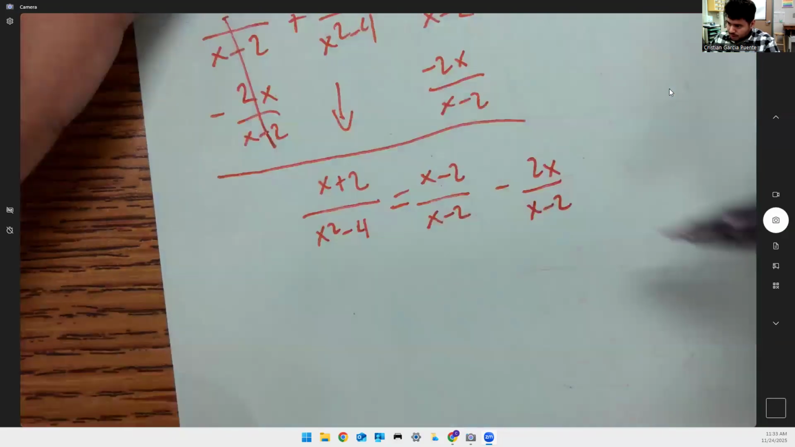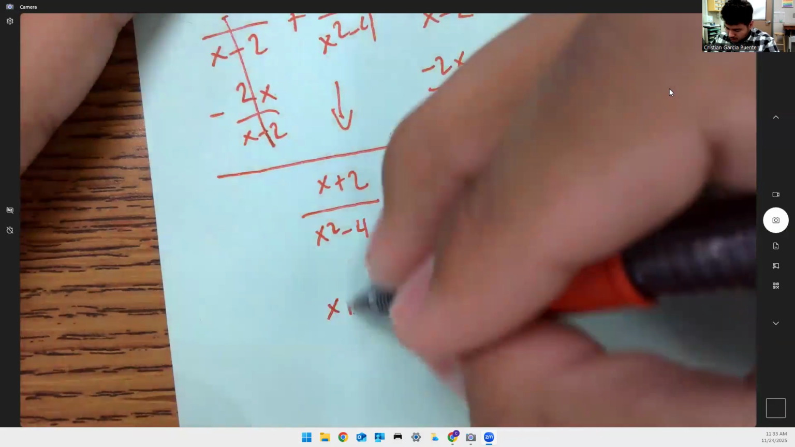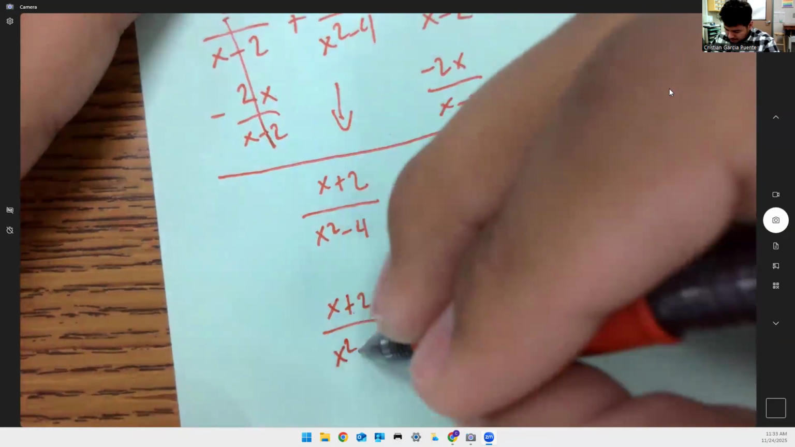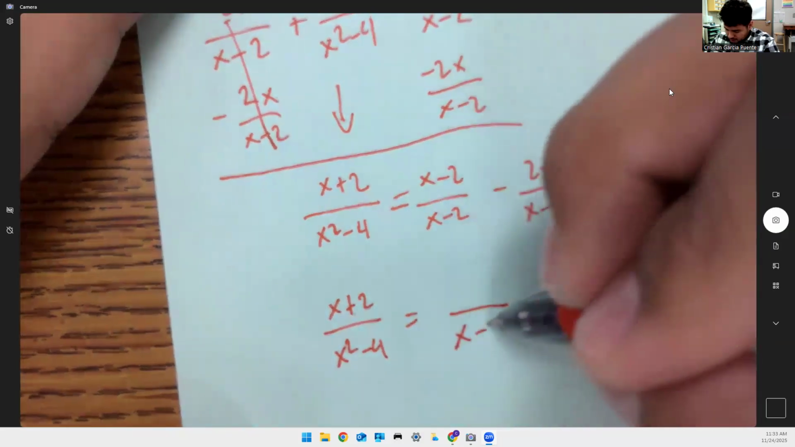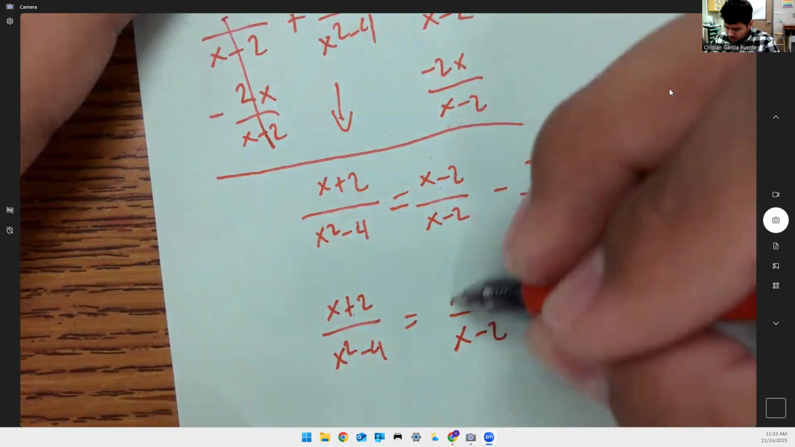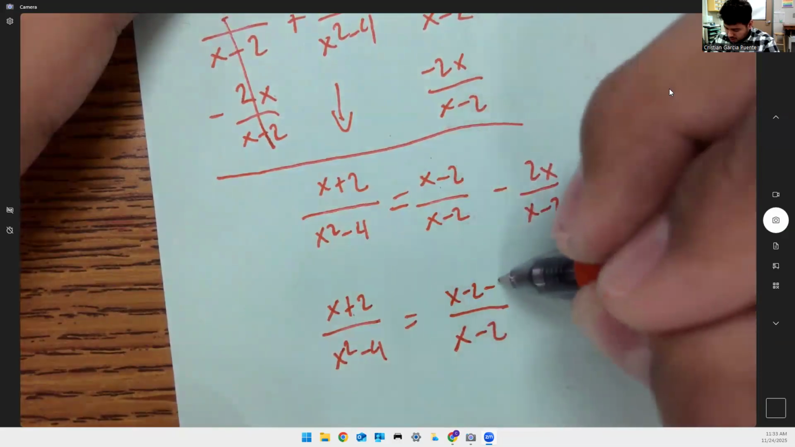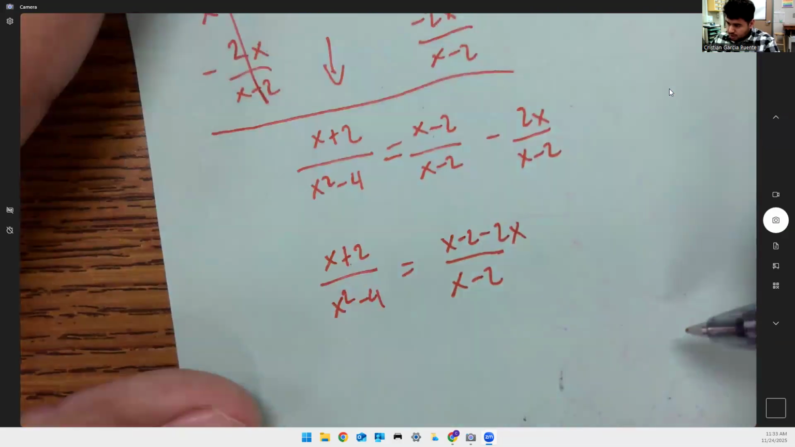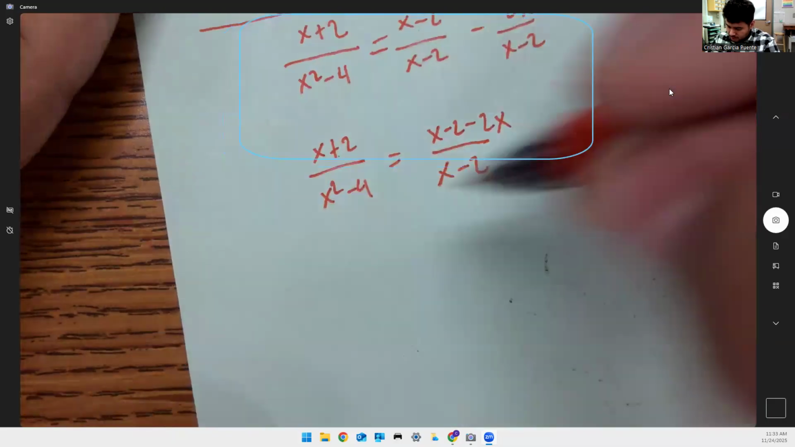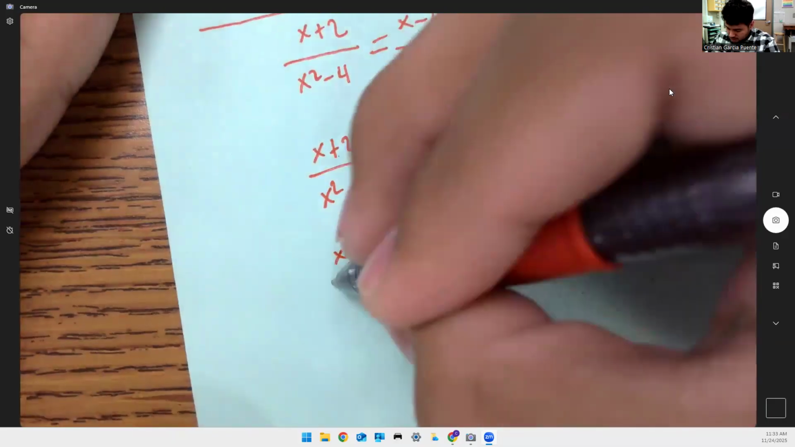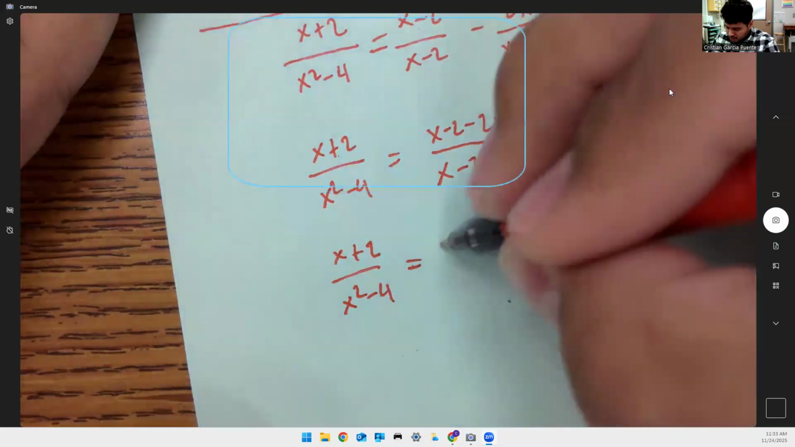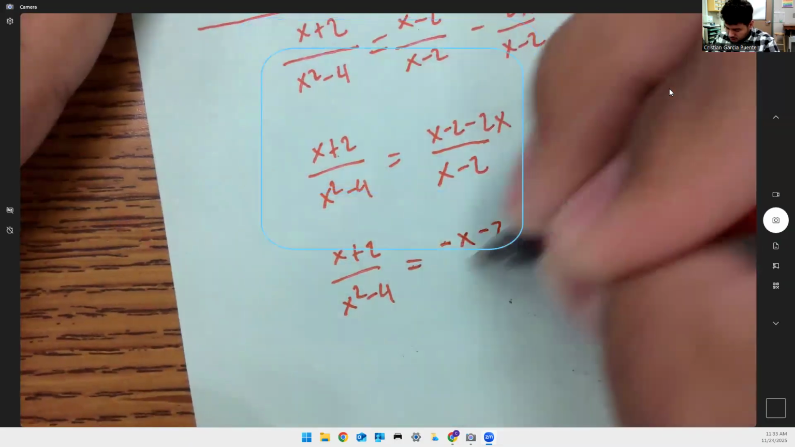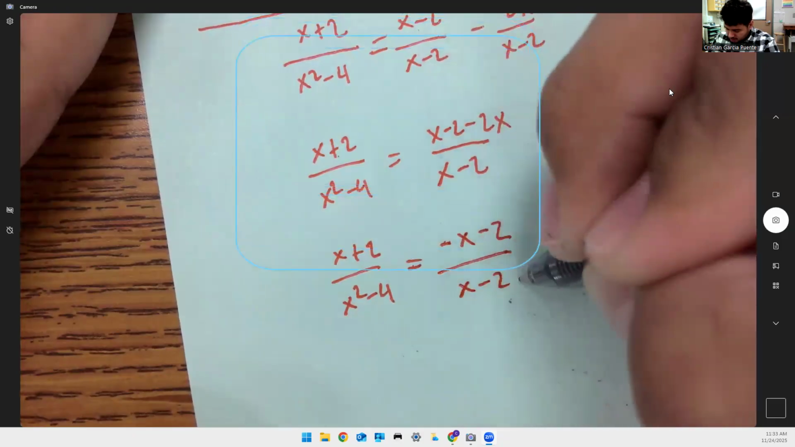And now we can combine these two. So again, let me just write the left side one more time. You'll be left with x minus 2 over here, but over here you have x minus 2 minus 2x. And now let's combine this top side a bit more. So x plus 2 over x squared minus 4. X minus 2x is just negative x minus 2, all over x minus 2.